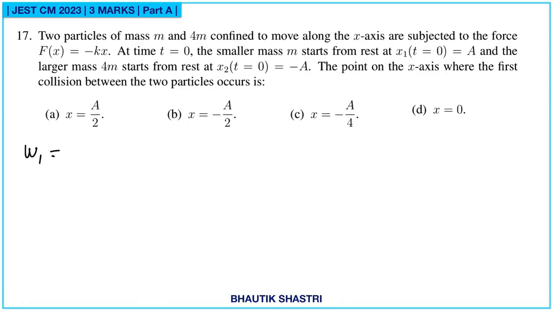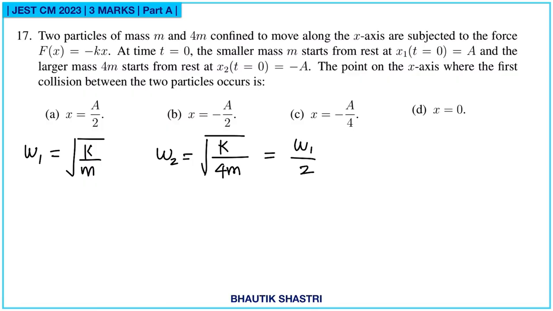So let's calculate the angular frequency first. Omega 1 will be √(k/m) and omega 2 will be √(k/4m), and that will be omega 1/2. So if omega 2 is equal to omega 1/2, that means T2 is equal to 2 T1, because T is 2π/omega.